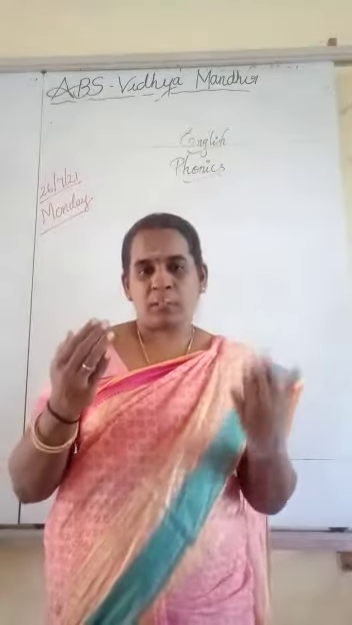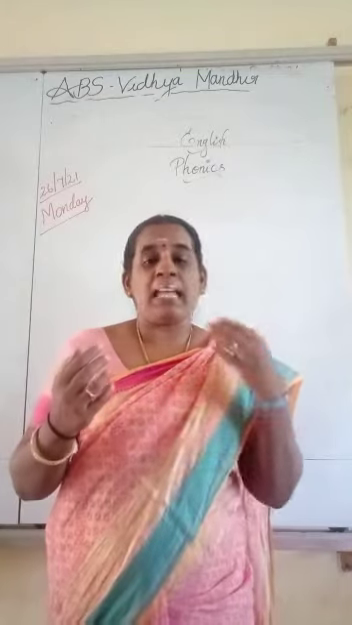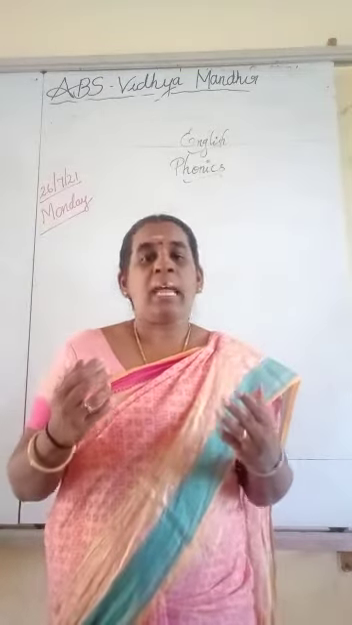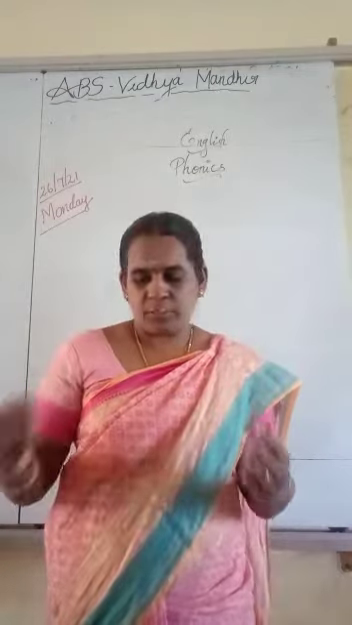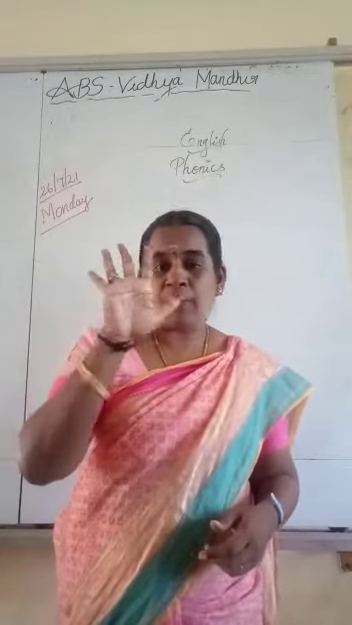Today in this video you are going to learn how to blend VC. What is V and what is C? V is nothing but vowels and C is nothing but consonants. In the English alphabet we have these two divisions. In English we have five vowels.